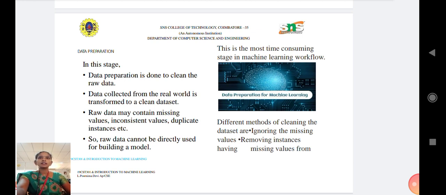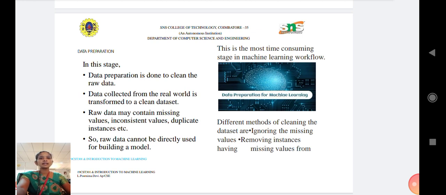This step can be further divided into two processes. First one is data exploration. It is used to understand the nature of data that we have to work with. We need to understand the characteristics, format, and quality of data. A better understanding of data leads to an effective outcome. In this, we find correlations, general trends, and outliers.